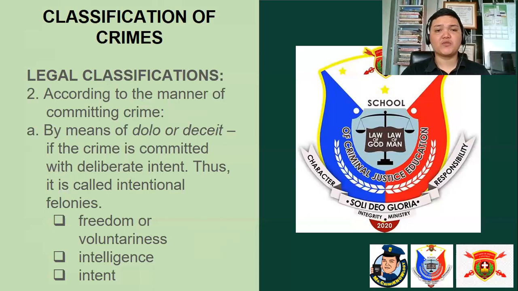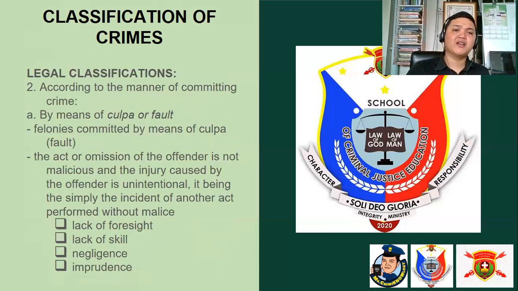A, by means of dolo or deceit. Here there is freedom, voluntariness, intelligence, and intent. Number two, by means of culpa or fault. Felony committed by means of culpa or fault, an act or omission that is not malicious, and the injury caused by the offender is unintentional. There is a lack of foresight, lack of skill, there is negligence, or there is imprudence. Those are just our recap in our lesson.